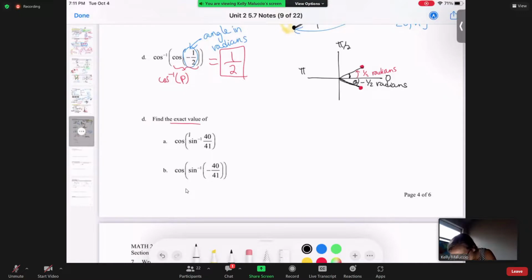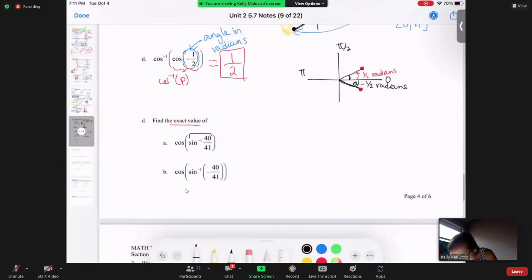But here we're looking at arc sine inside the trig function, which we haven't seen yet. So this is going to equal some theta, arc sine of 40 over 41. This means that sine theta equals 40 over 41. And so remember, this is like opposite over hypotenuse.